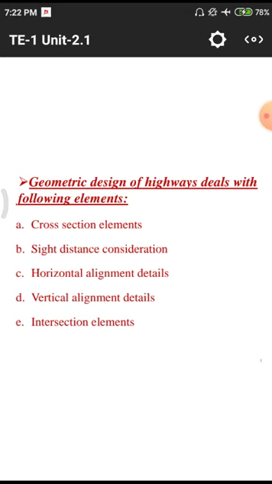To consider these site distances, we need to provide different lengths for a particular span of road. Those also come under these site distance considerations.